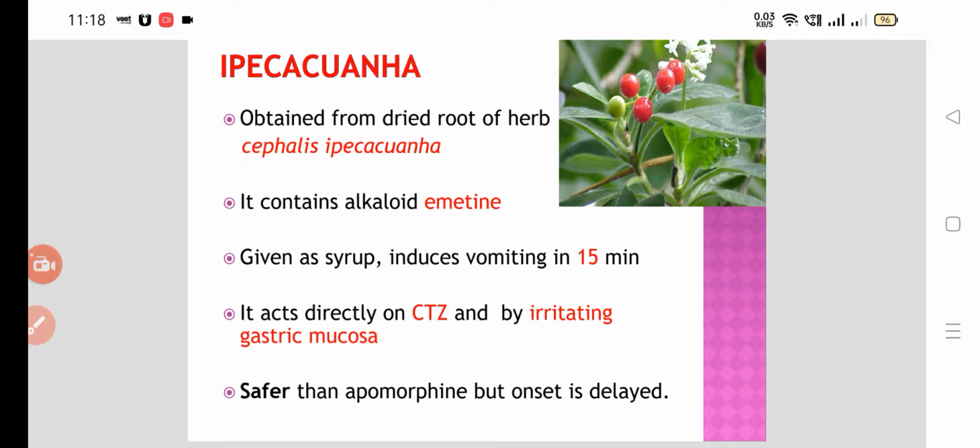Okay, so this is what we have discussed about emetics. Emetics are used in certain cases of poisoning, and we have also seen where they are contraindicated: in children, in comatose patients, in unconscious patients, and in kerosene poisoning. So these are the contraindications, and this is how we use emetics, ipecac and apomorphine.